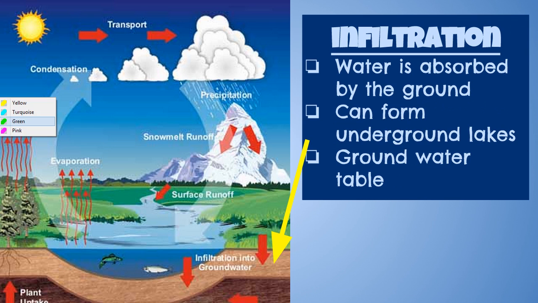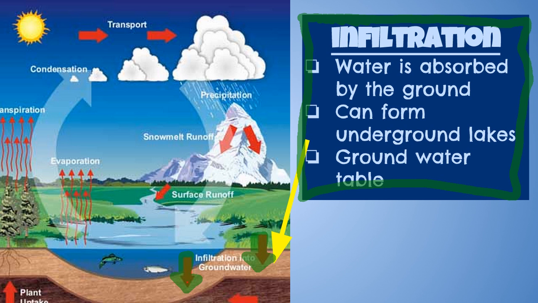So now we have a bunch of water running along the ground, and what eventually happens is this water infiltrates or goes into the ground. The water is absorbed. Think about how after a big rainstorm there's a puddle outside, and then all of a sudden that puddle disappears. Where does the water go? A lot of it is absorbed into the ground. It can form underground lakes, and it is the groundwater table is what this is called. This is where most of the fresh water is.